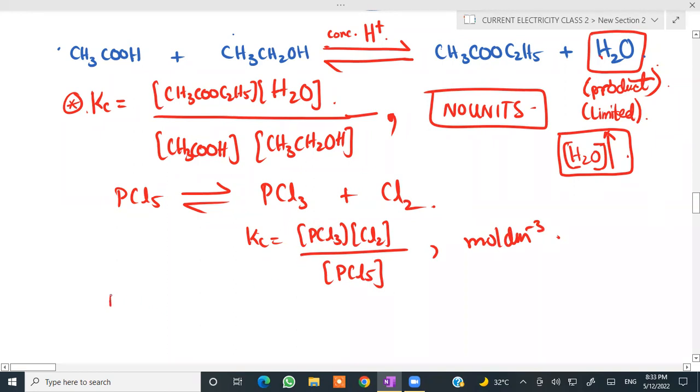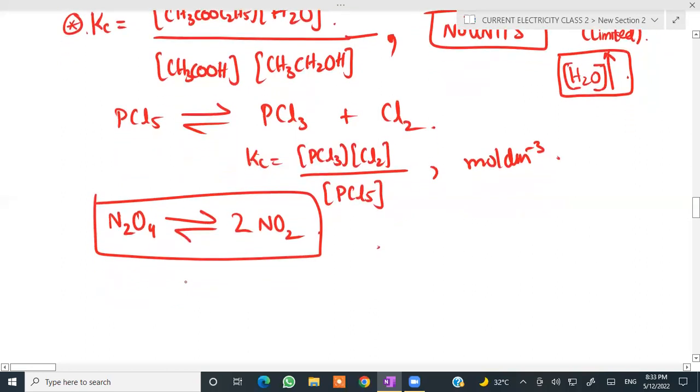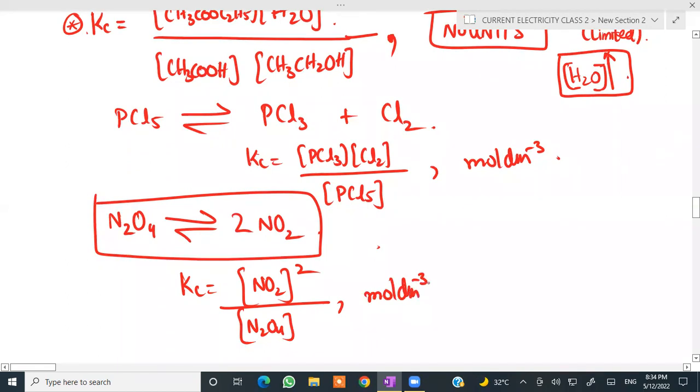Decomposition of N2O4. N2O4 is a gas. It decomposes to give you 2 moles of nitrogen dioxide. In this case, what will happen? What's the expression that you'll make? Kc is gonna be NO2's concentration squared divided by N2O4 concentration. And again, the unit is just mole per dm cube. Okay.